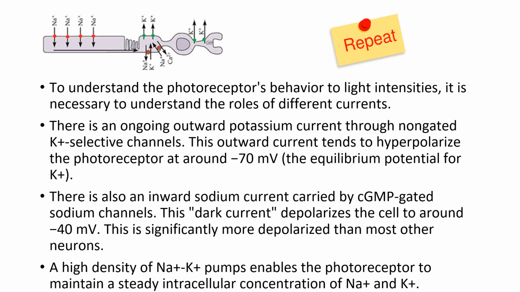To understand the photoreceptor's behavior to light intensities, it is necessary to understand the roles of different currents. There is an ongoing outward potassium current through non-gated K+ selective channels. This outward current tends to hyperpolarize the photoreceptor at around -70 mV, the equilibrium potential for K+. There is also an inward sodium current carried by cGMP-gated sodium channels. This dark current depolarizes the cell to around -40 mV. This is significantly more depolarized than most other neurons. A high density of Na+/K+ pumps enables the photoreceptor to maintain a steady intracellular concentration of Na+ and K+.